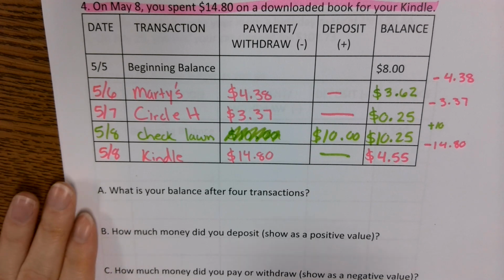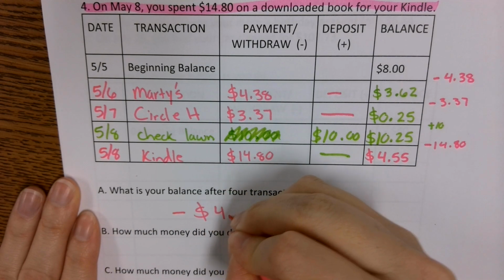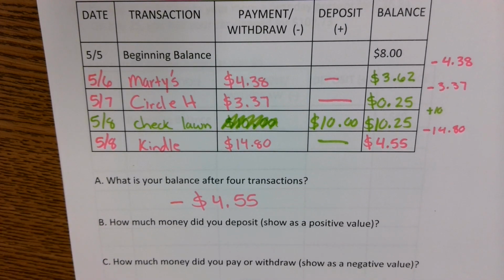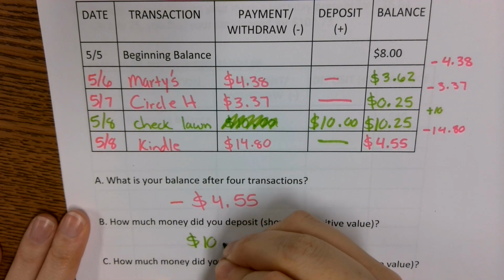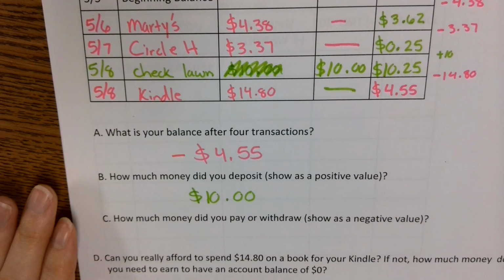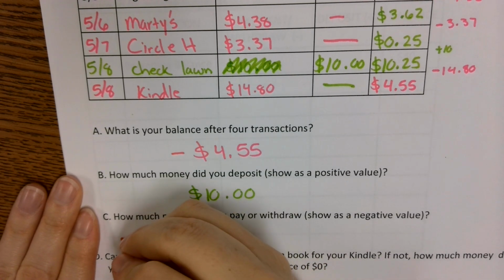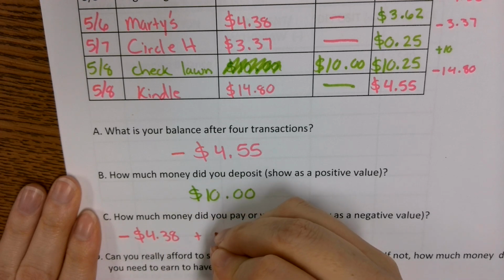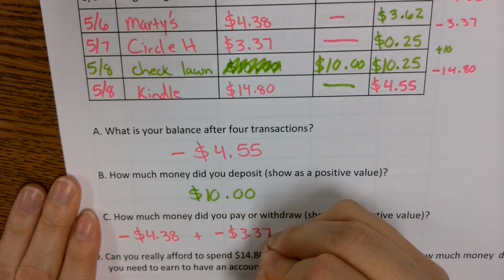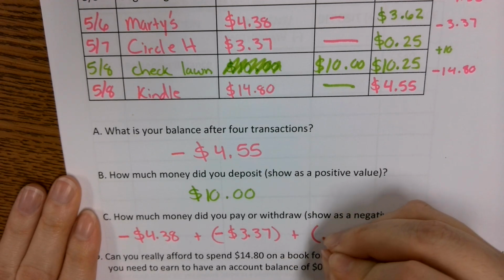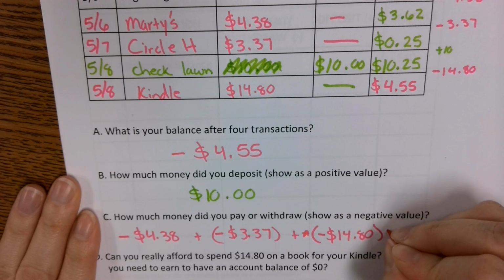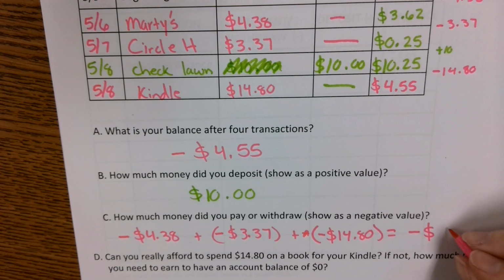What's your balance after the 4 transactions? Our balance is $4.55. How much money did you deposit? So again, we want the positive amount of money that we did. So the only money that we actually deposited in our account was the $10. Then how much money did we actually withdraw? So we withdrew a lot of money. We withdrew $4.38. We withdrew $3.37. And we withdrew $14.80. So we had a total amount of money that we withdrew of $22.55.